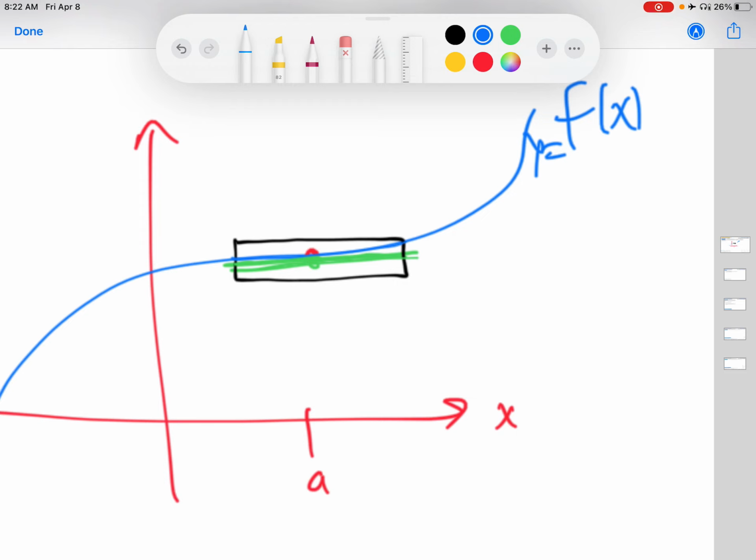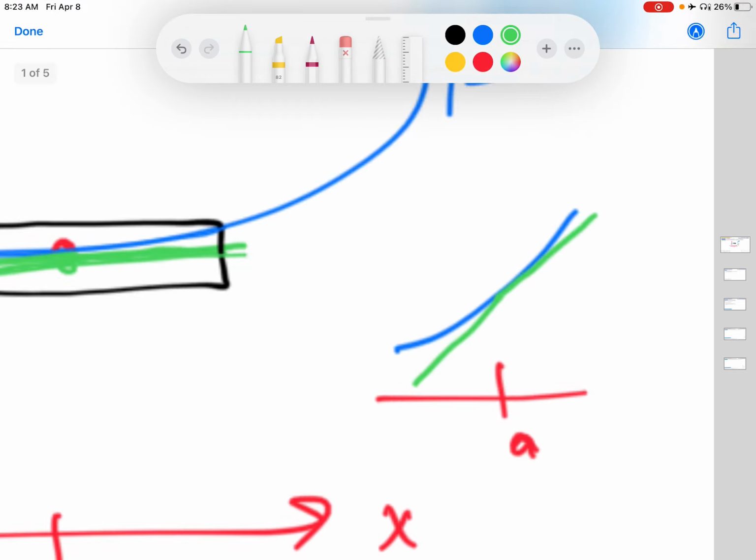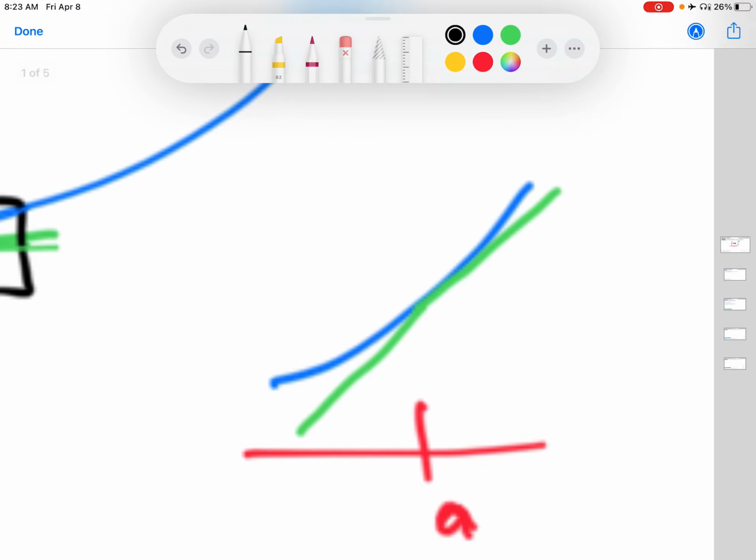So the idea is that, if you have the function curving and you have the tangent line near the point x equals a, then the tangent line is a very, very good approximation to the function when you zoom in through a very, very small window. So why is that useful? Well, we haven't made too much use of this in this course so far.